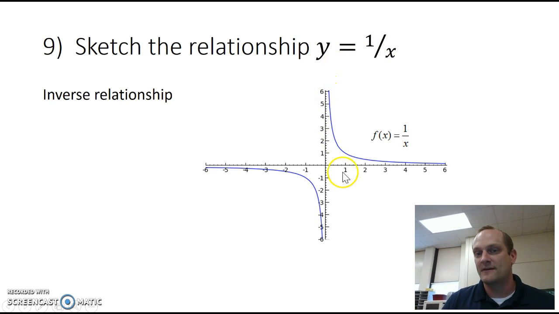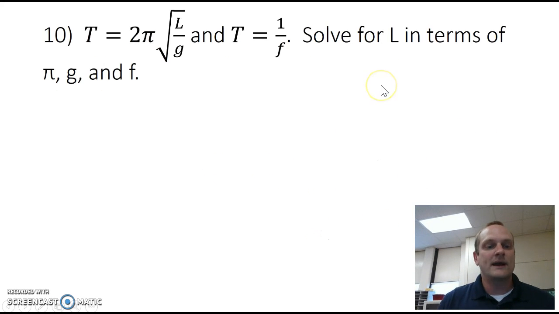This is it. So we start off, if x is very, very small but it's positive, I have a very, very large y. As x gets larger and larger and larger, y gets smaller and smaller and smaller. Now if we use negative values for x, it just looks like this. It's just flipped over into the third quadrant. Okay, here's number 10.